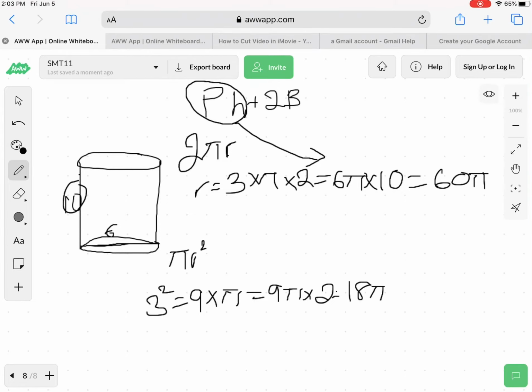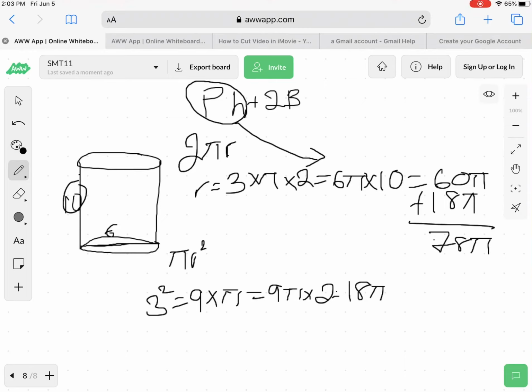Now this is one of the main reasons I said to keep it in pi form, so that when you do need to add it, it becomes very easy to add it, and you don't have to add multiple decimals together, and it would get very confusing. So 60 pi plus 18 pi is 78 pi.